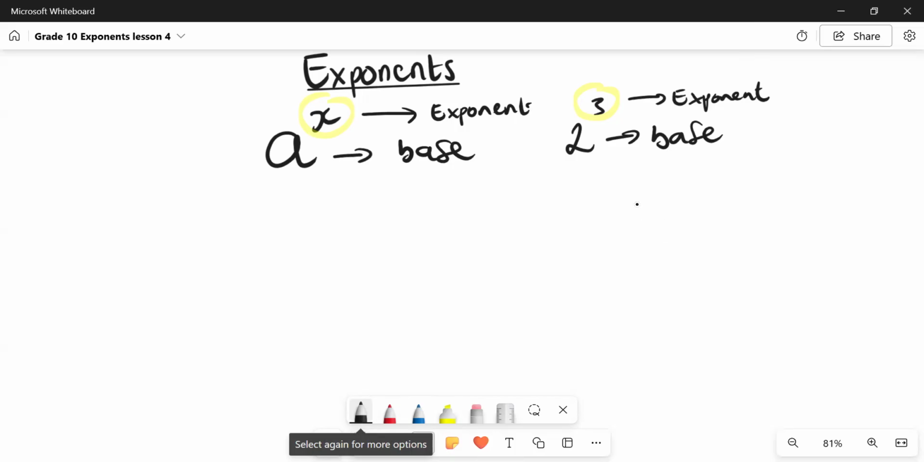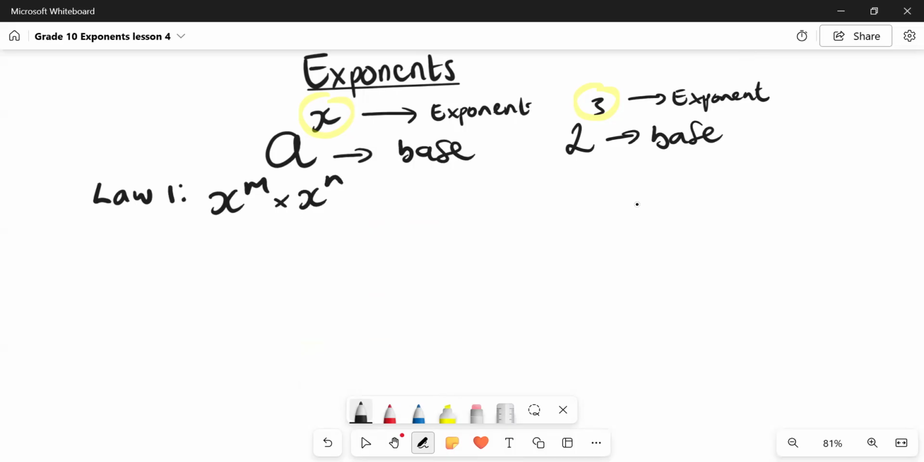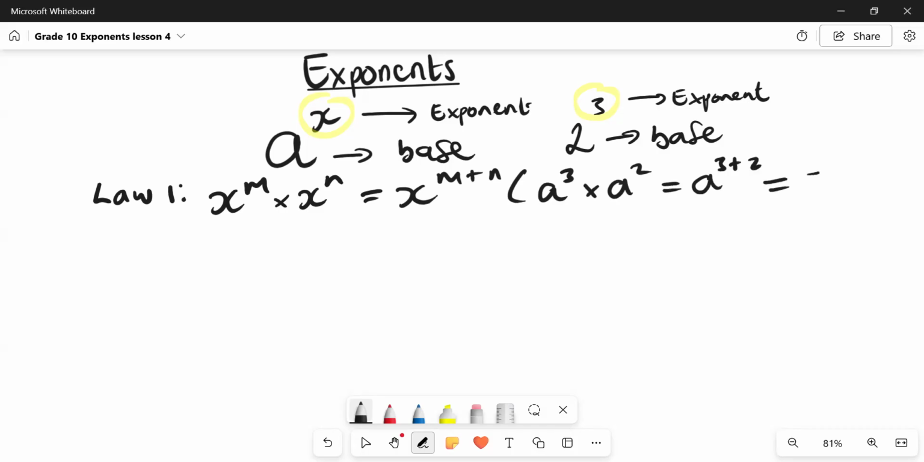So now let's quickly jump to law number one. Law number one states that when multiplying the same bases, you add exponents. So an example of that, we'll have a to the power 3 times a squared, which equals a to the power 3 plus 2, which then gives us a to the power 5.